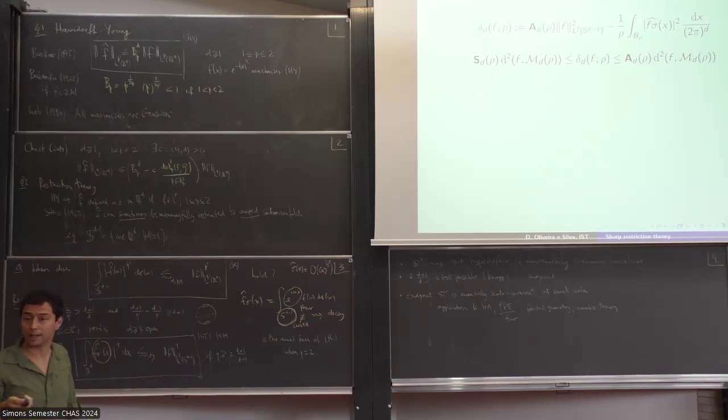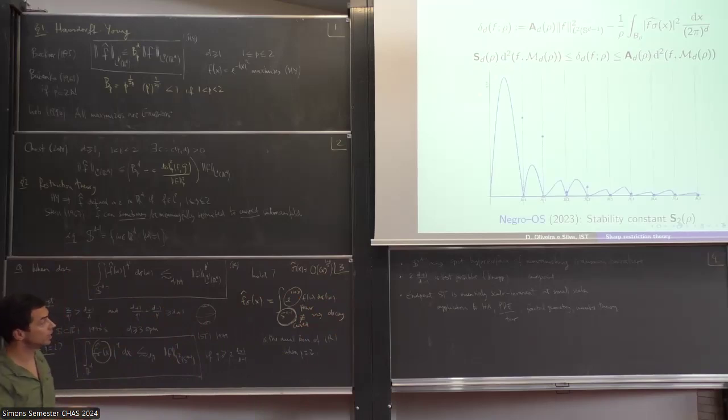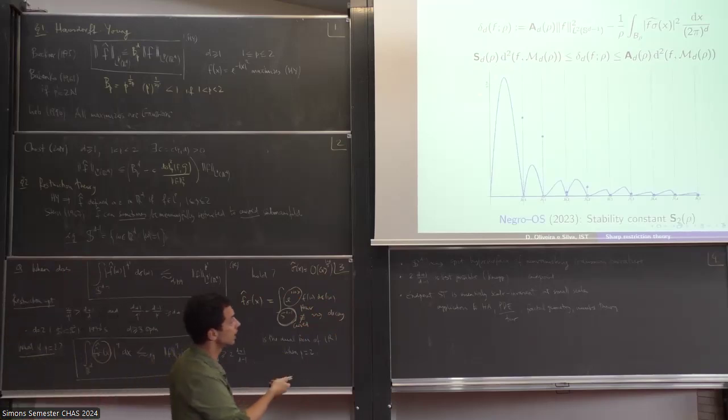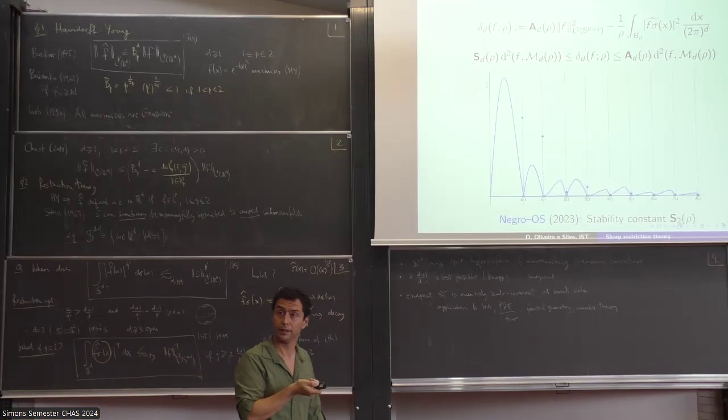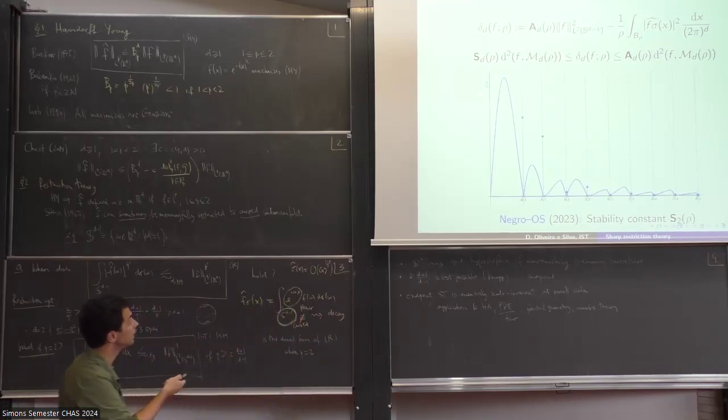And again, we can ask, what's the value of the stability constant? What's the best constant? Again, we do it. Here's what it looks like on the circle. Okay, so now things are even crazier.